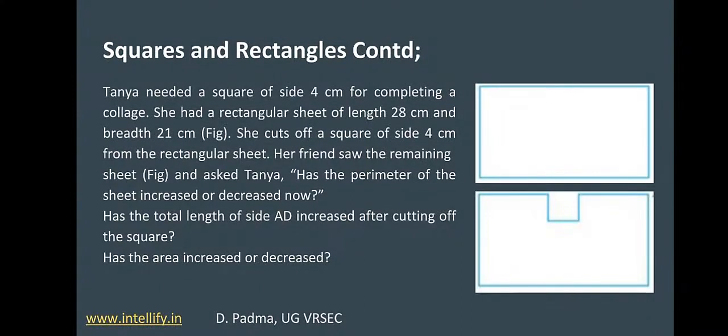So here Tanya needed a square of side 4 centimeters for completing a collage. She had a rectangular sheet of length 28 centimeters and breadth 21 centimeters. If you see the first figure, you can see the rectangle. It has length 28 centimeters and breadth 21 centimeters, and she cuts off a square of side 4 centimeters from the rectangular sheet. Like that, in the second figure, she cuts off the 4 centimeter square from the rectangular sheet.